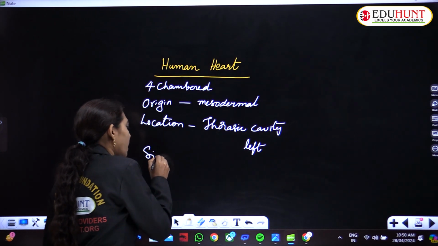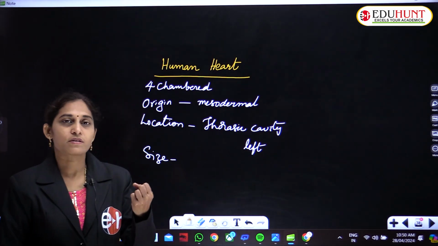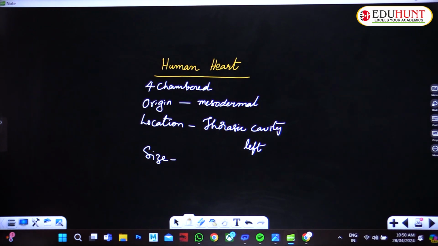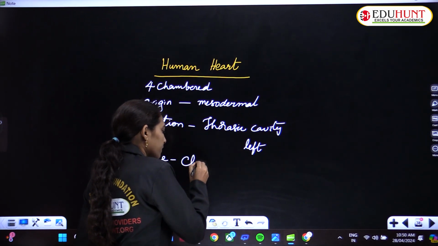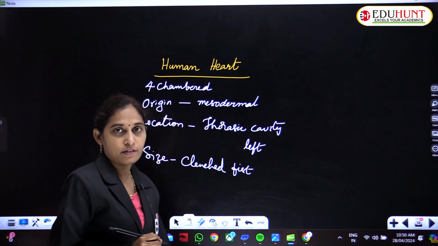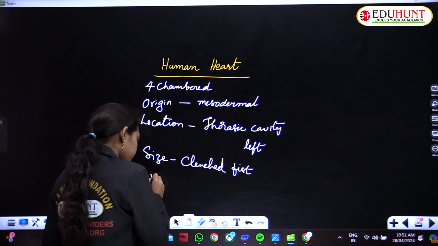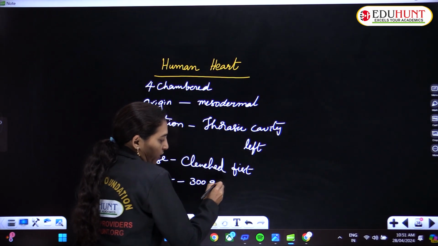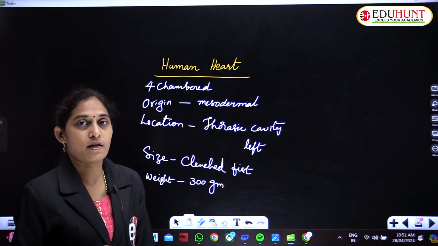And the size of the heart. We can say that it is like a clenched fist. The heart size is like a clenched fist. And coming to weight, it weighs approximately 300 grams.